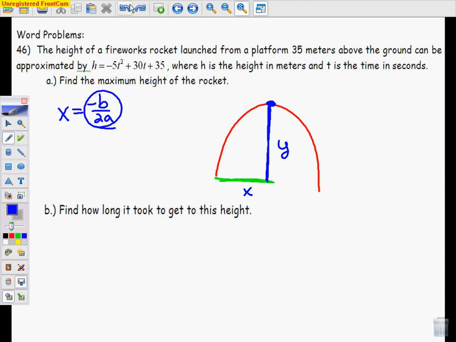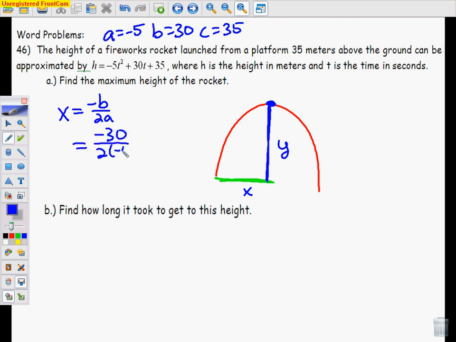So let's do that. In this problem, we see that a is -5, b is 30, and c is 35. So let's plug those in. The opposite of b here is -30 over 2 times a. A is -5. -30 divided by 2 times -5. Well, 2 times -5 is -10, which simplifies to 3. So x here is 3.